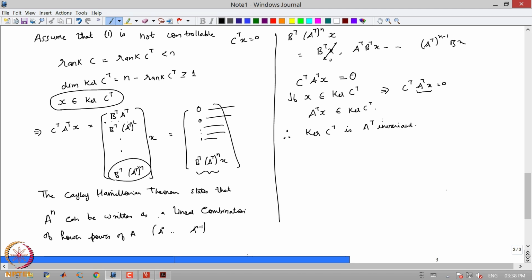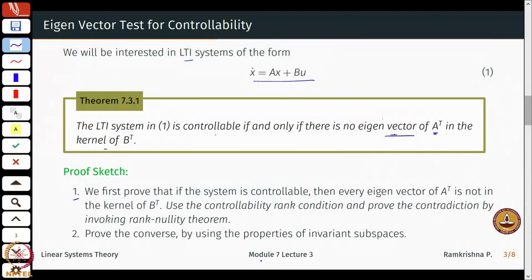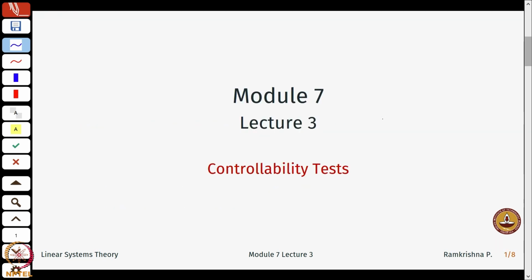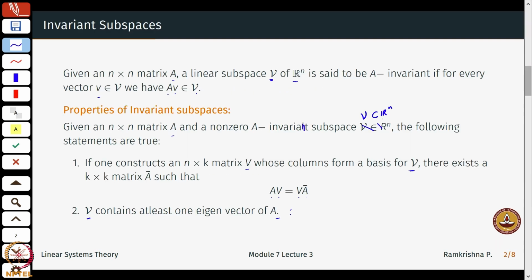Look at the definition of invariant subspaces. Again, I have an n cross n matrix A, and a linear subspace curly V is said to be A invariant if whenever I take a vector v belonging to V, then Av also belongs to V. In my case here, this subspace V is the kernel of C transpose.